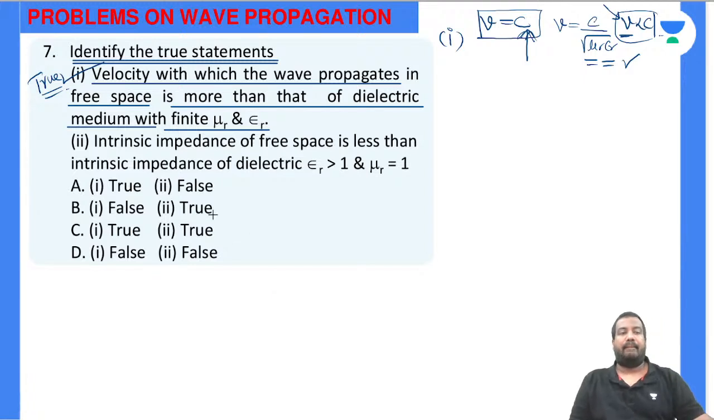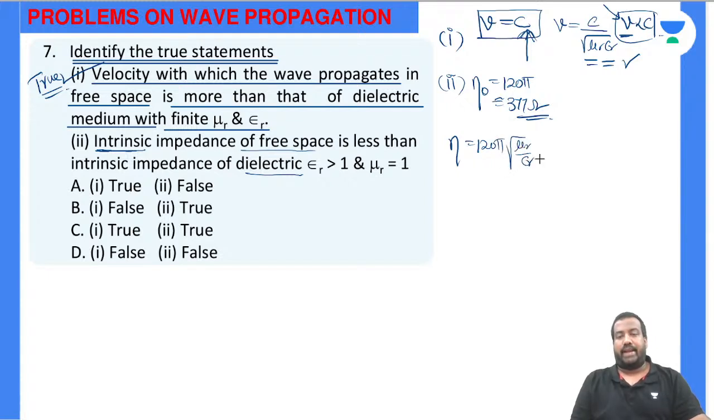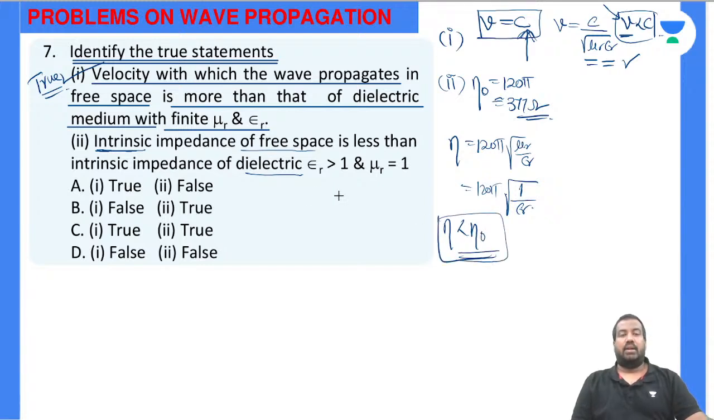Second one. Intrinsic impedance of free space, eta naught, is 120 pi, approximately 377 ohm, is less than the intrinsic impedance of a medium. 120 pi into under root of mu r by epsilon r. Mu r is 1, epsilon r is greater than 1. Eta will be less than 120 pi, that is less than eta naught. Intrinsic impedance of free space is less than intrinsic impedance of the medium.